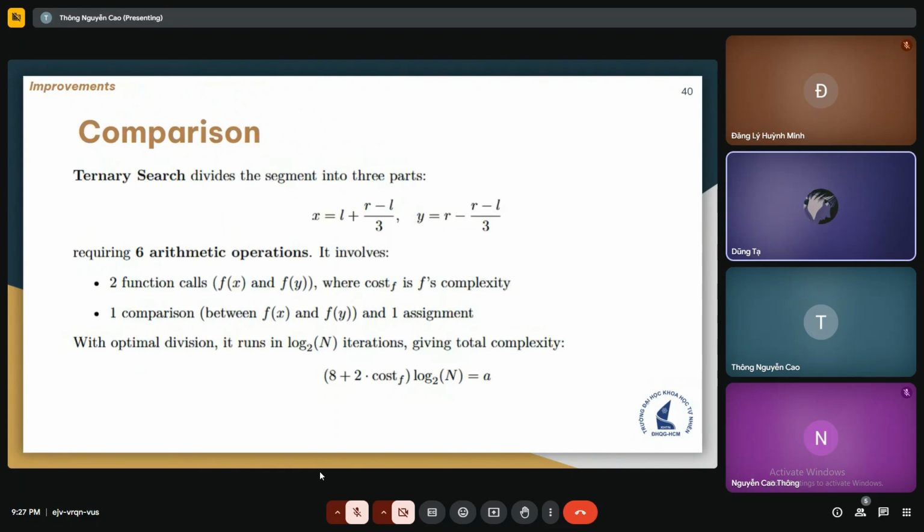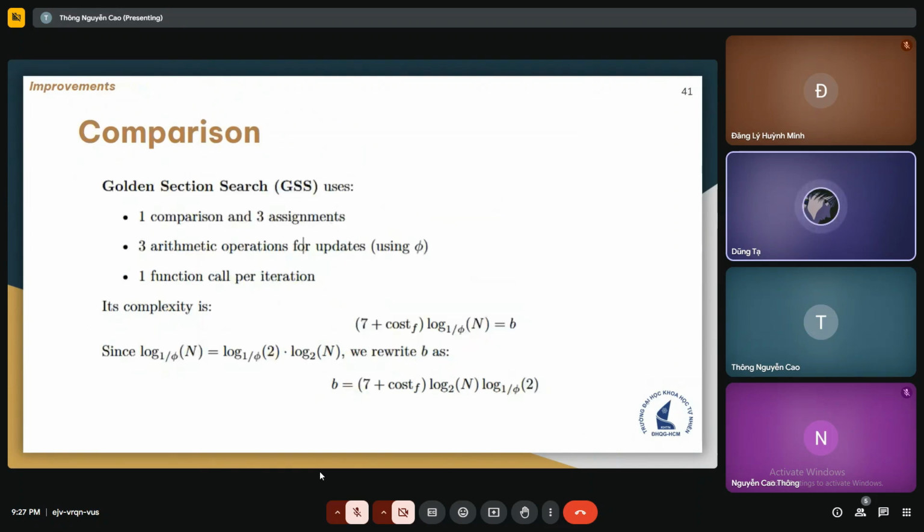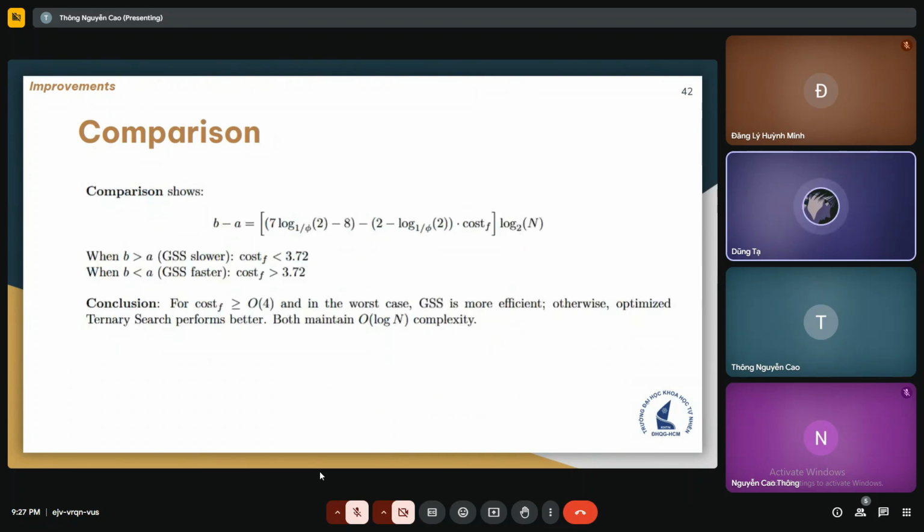Yes, this is the time complexity of the Ternary search, and this is the time complexity of a golden section search. Based on this formula, we analyze if the function f(x) is fast to compute, then improvement one performs better. If f(x) is slow or expensive to compute, then GSS is the better choice since it makes fewer function calls.